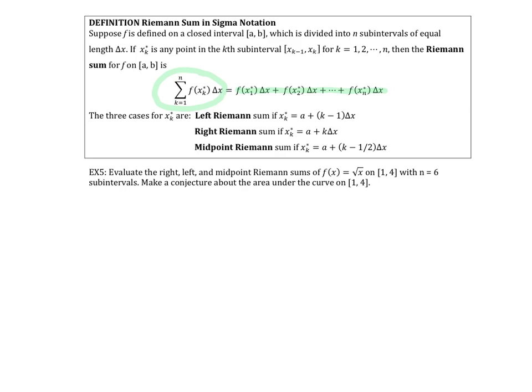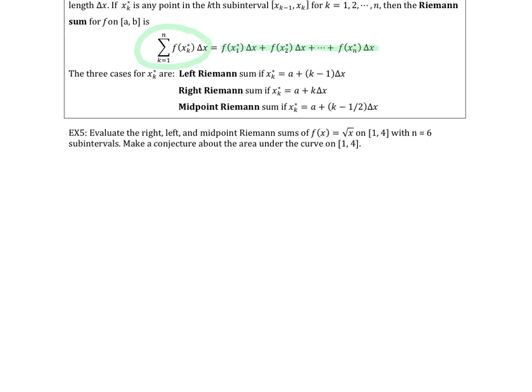So now when we look at our left, right, and midpoint Riemann sums, what we're going to do is define what this x star is. If we use left Riemann sums, the x star, which would be the left endpoint on the interval, can be computed by a plus k minus 1 times our delta x.